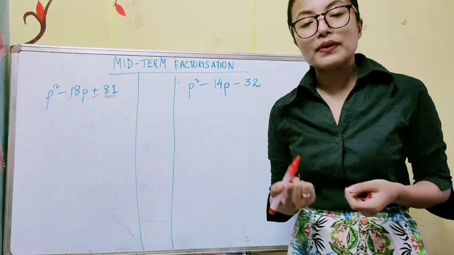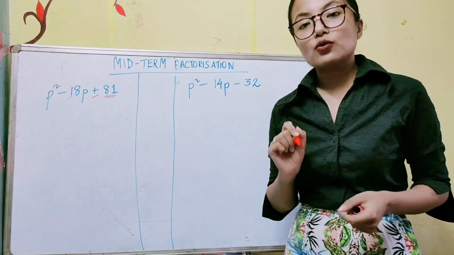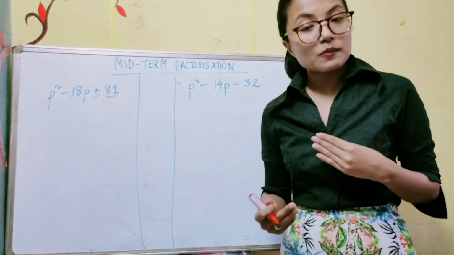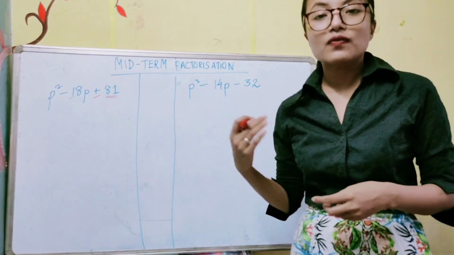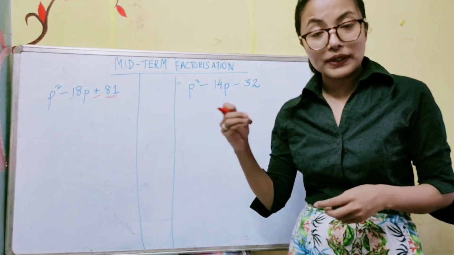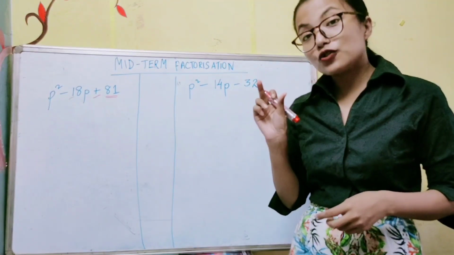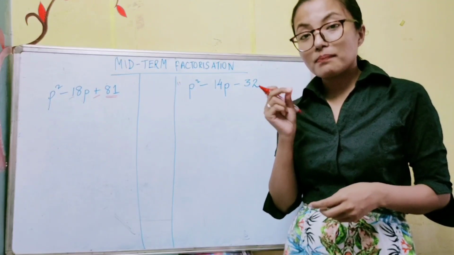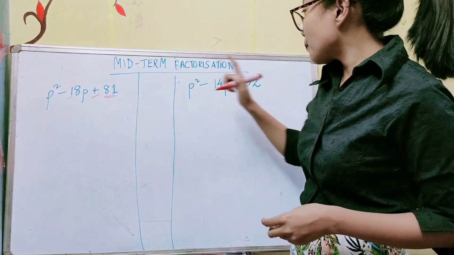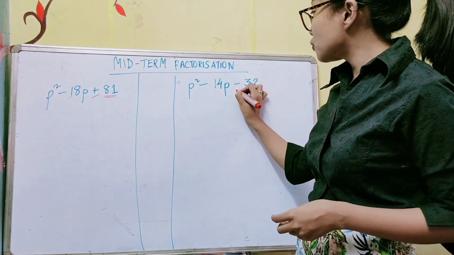Do you remember that formula, (x plus a) into (x plus b)? We have done it in the second or third video. (x plus a) into (x plus b) gives us what? x square plus (a plus b) into x plus a into b. Now the last part was a into b, which means it was a multiplication. So I have to break the last term 81, or suppose here my last term is 32 and the sign is minus.